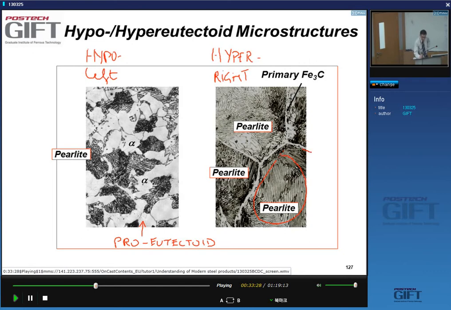But you can see here at the boundary, we have some primary cementite. So we have a layer here. You can see this white layer here, right? That is cementite. In this case, we have vastly different mechanical behavior. Here we have a boundary layer which consists of soft ferrite. Here I have a boundary layer which consists of very hard and brittle cementite.